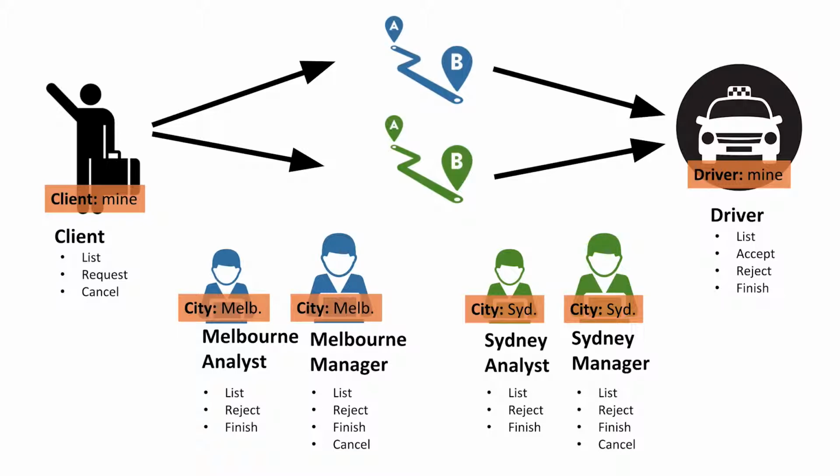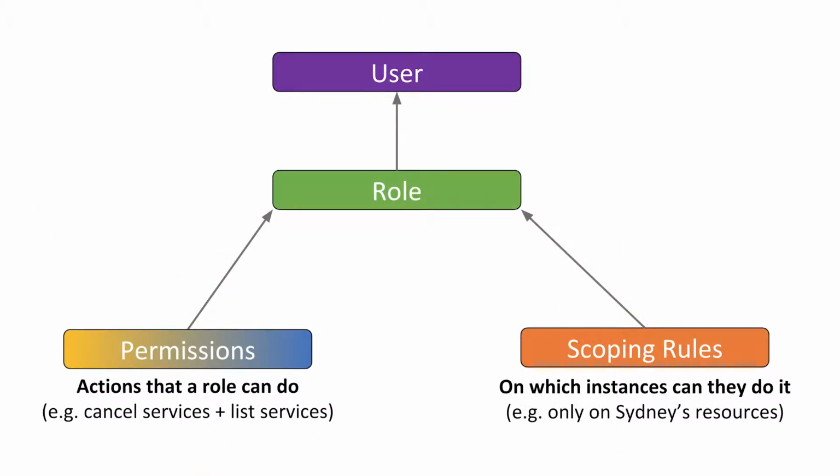Now that we have refreshed our memory on what the app needs in terms of authorization, let's see how we can use Authz to enforce these rules. In a nutshell, in Authz we can grant users one or many roles. If a user wants to do something, he needs to have at least one role that is authorized to do it. The authorization rules of roles are defined using 2 components. Permissions determine the actions that a role can do, and scoping rules define on which instances roles can exercise their permissions. For example, a role is permitted to cancel services and list services only on resources that belong to Sydney.